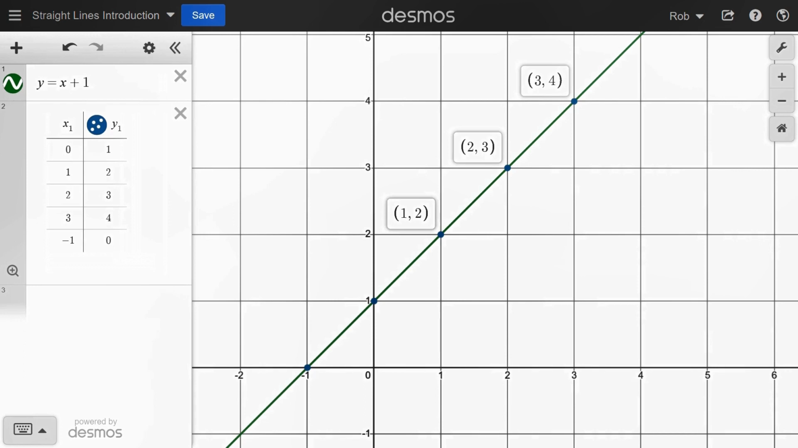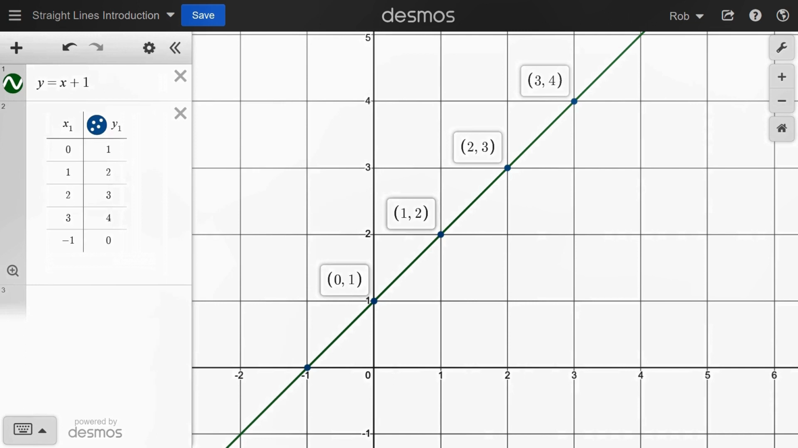Bit different though when you come down to here. Now this one is actually on the y-axis, so that's called a y-intercept. That's where the line intercepts with the y-axis. So that's got an x value of 0, so it's above 0 on the x-axis, and you've come up 1.